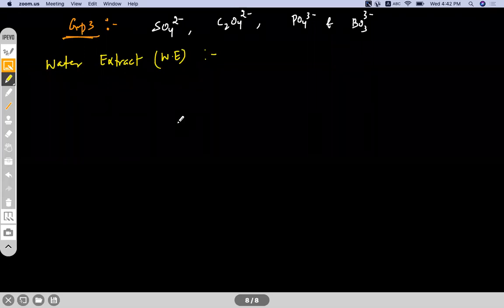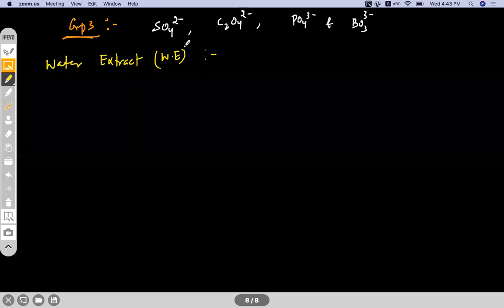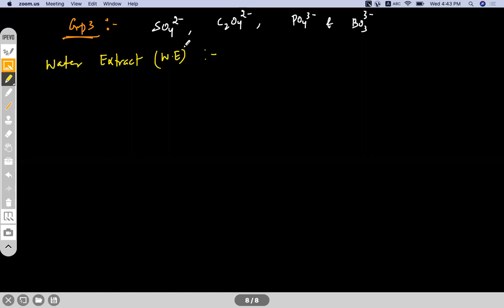Okay, so whenever you use water extract, we use the abbreviation WE, meaning water extract. Obviously the preparation method is not important, but just for understanding, you should know what water extract is. We take the mixture, the compound that we need to detect, in a very small amount, which means 30 to 50 milligram, less than 50 milligram of the mixture.